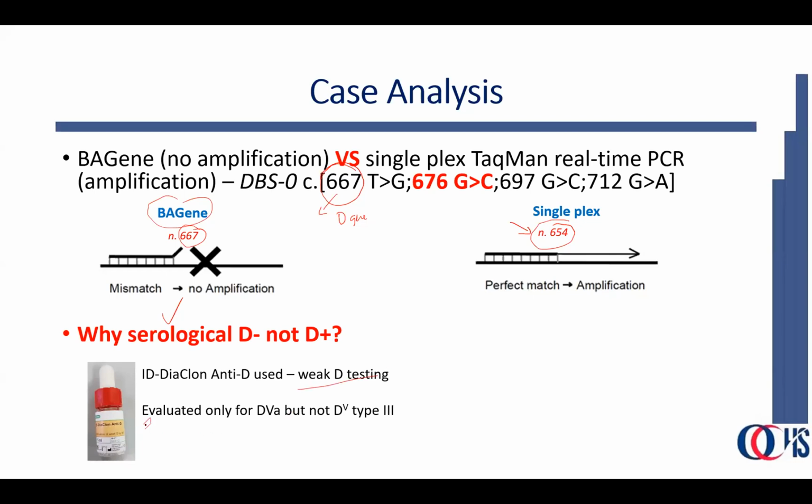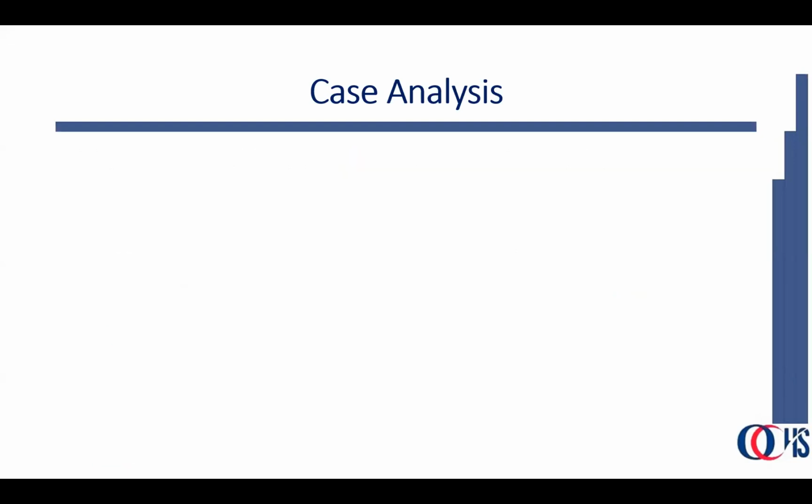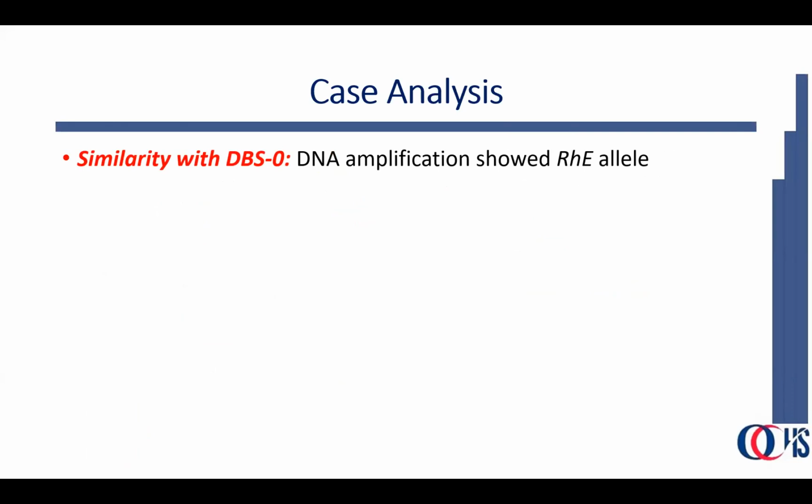And when we read the insert kit, it was clearly mentioned that it was evaluated only for DVa, but not DBS type 3, which is DBS0 here. So we assume that this type of reagent is unable to detect the DBS0 partial D. All right. So what is the similarity between the DBS0 and the case which I presented? Both amplified the RHce allele, as we have seen in our case, and also what has been seen in the literature before.